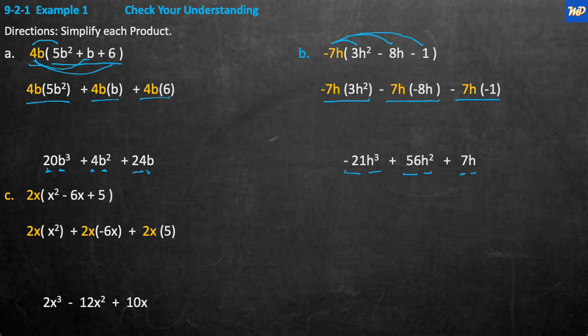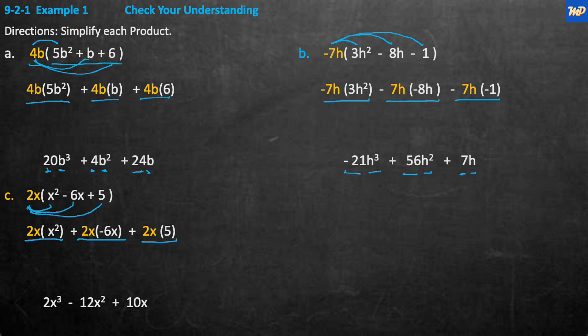Finally, problem C, the same thing. 2x times the trinomial x squared minus 6x plus 5. And what do we get? We get 2x times x squared, 2x times negative 6x, and finally, 2x times 5. Carry out the multiplication in each.